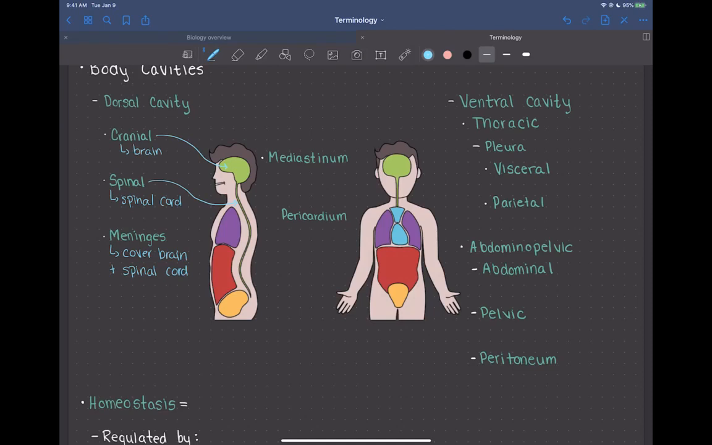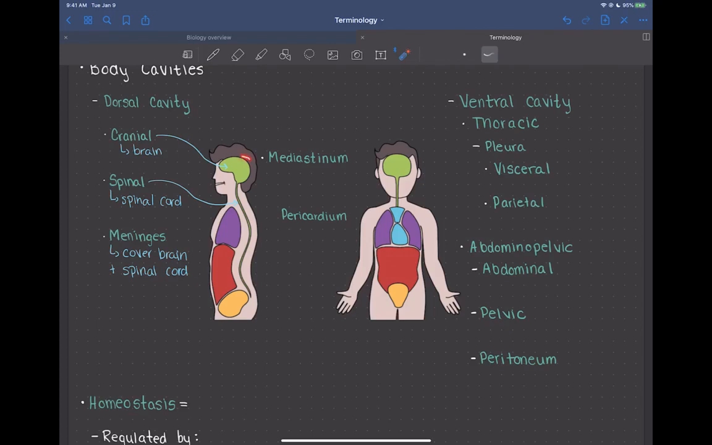And meningitis can be very dangerous because of the structure of this dorsal cavity. The dorsal cavity is a little unique compared to the other ones we're going to talk about because this cranial cavity, as you probably know, is completely surrounded by bone. It sits inside of the skull.